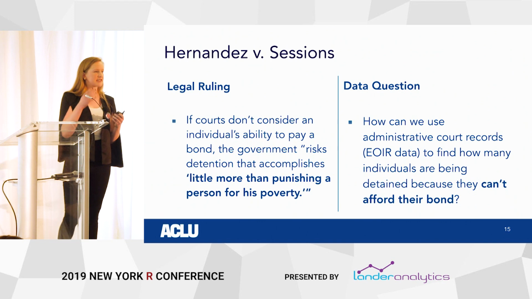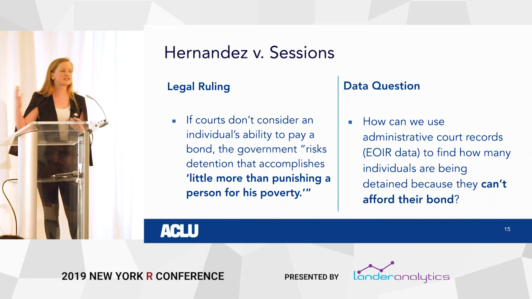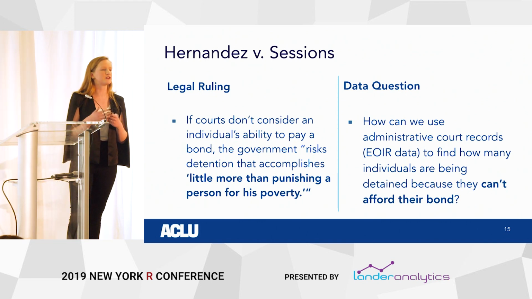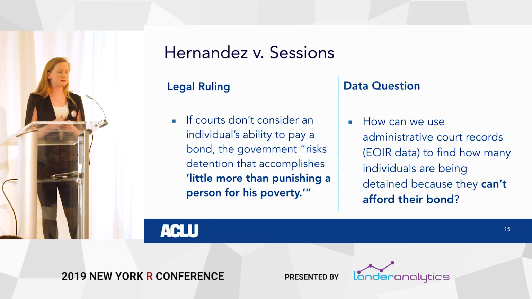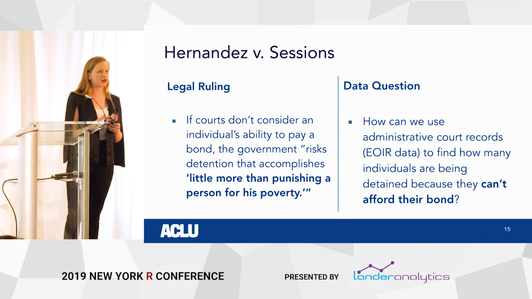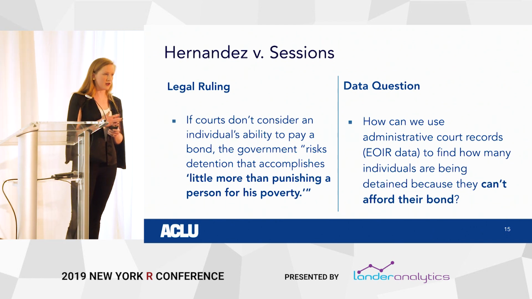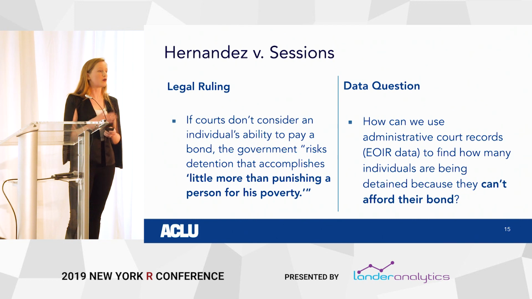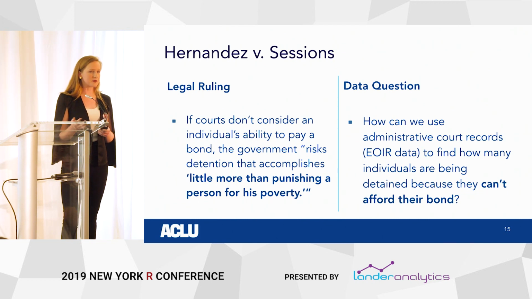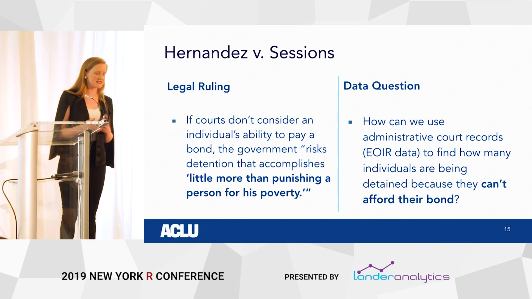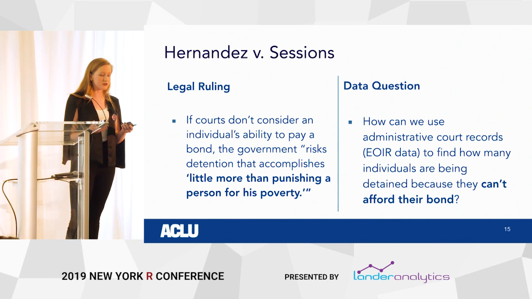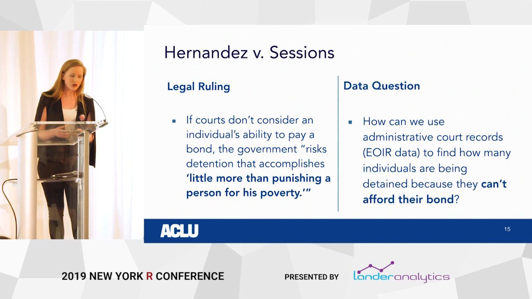So what we had to do in this case was look at administrative records. So this case was adjudicated long before the ACLU even had an analytics team. But this is still a real problem, and there are still thousands of people who are detained after they receive a bond hearing, or after they receive a bond because they can't pay it. And so we want to use administrative data from the Executive Office for Immigration Review, or EOIR, to review this.